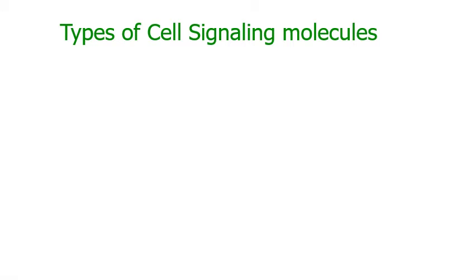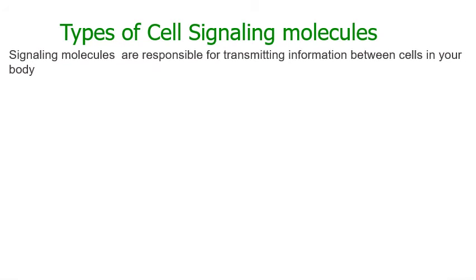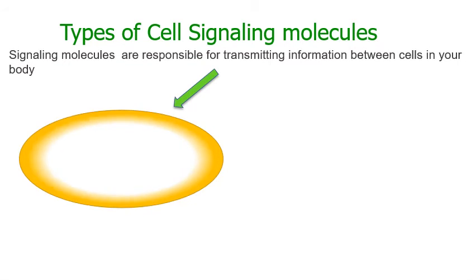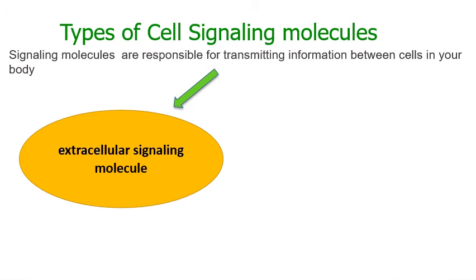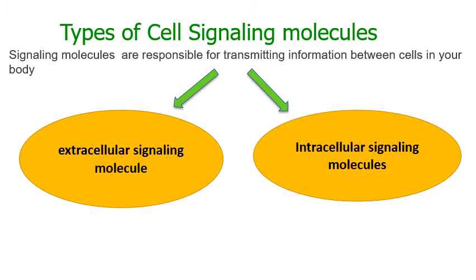There are different types of cell signaling molecules involved in the cell signaling process, that is extracellular signaling molecules and intracellular signaling molecules, and these are responsible for transmitting the information between the cells in your body.